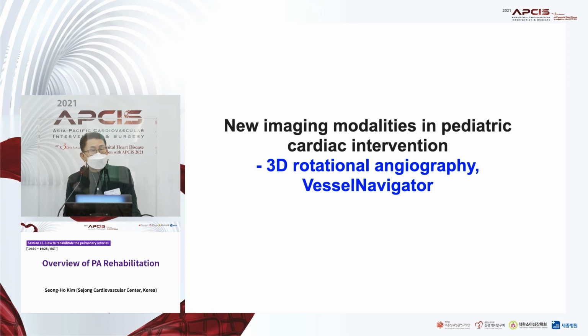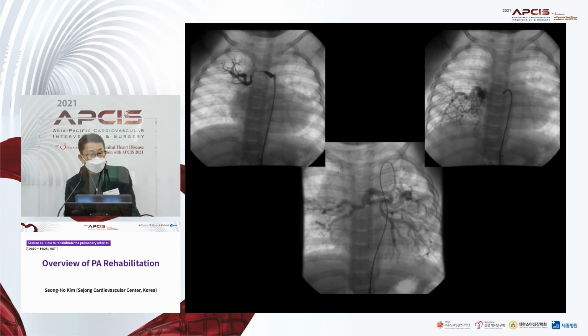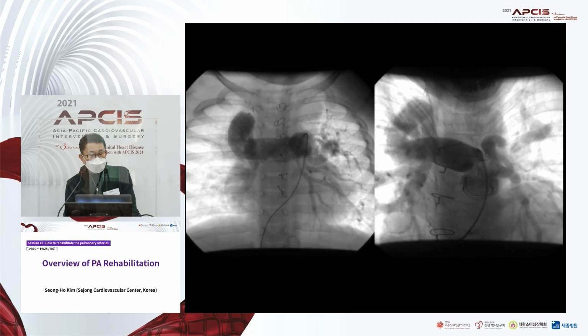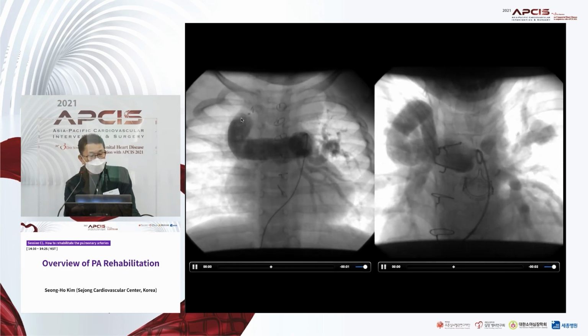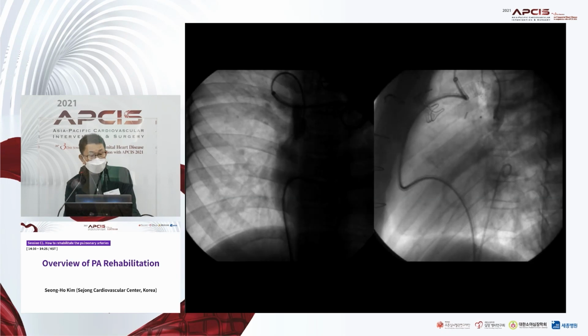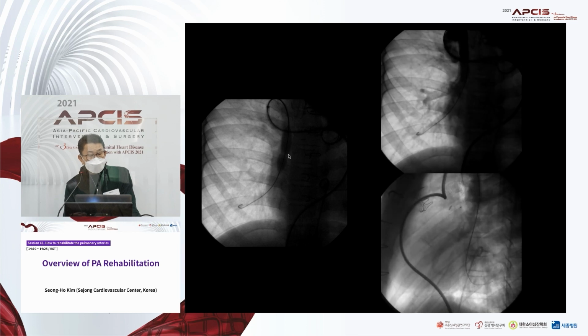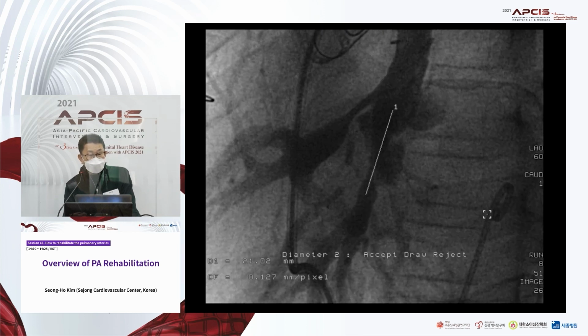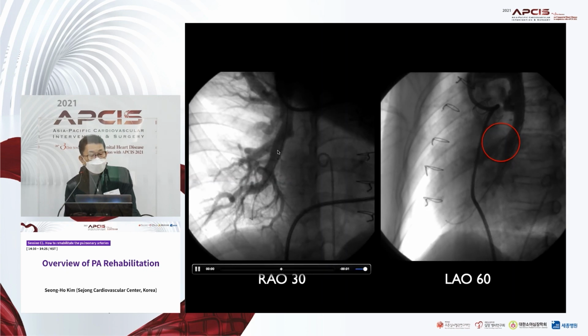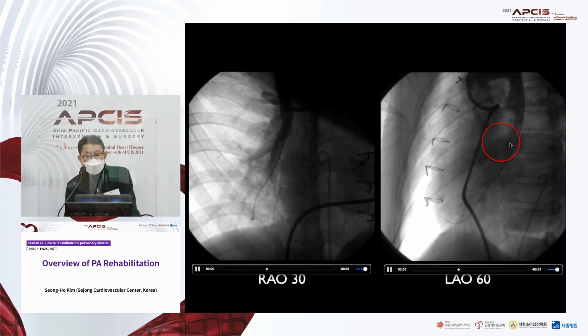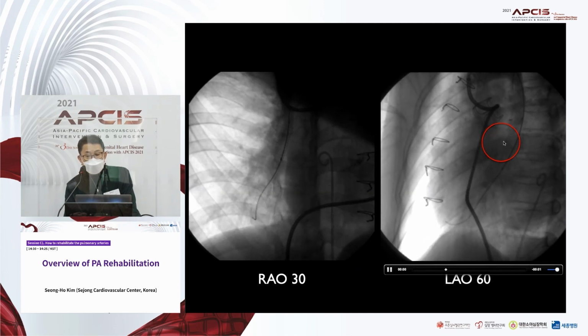For good rehabilitation, imaging is very important, so I'd like to introduce 3D rotational angiography and the vessel navigator. First is rotational angiography. This is a patient with pulmonary atresia, VSD, and MAPCA. After unifocalization, as you can see, the right pulmonary artery course is long and tortuous, and you can see the stenotic lesion over there, in the unifocalized portion. I performed balloon angioplasty, but unfortunately dissection occurred. So I planned to implant a stent there, and successfully implanted the stent. However, the stent compressed the proximal portion of one segmental artery.